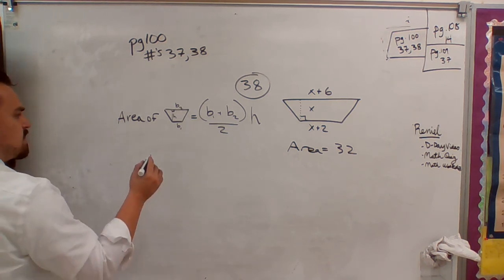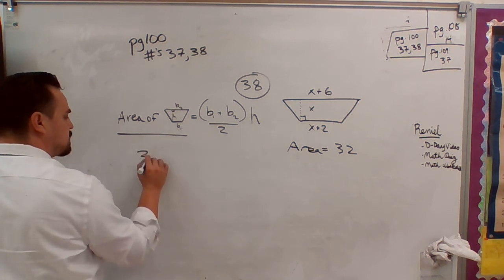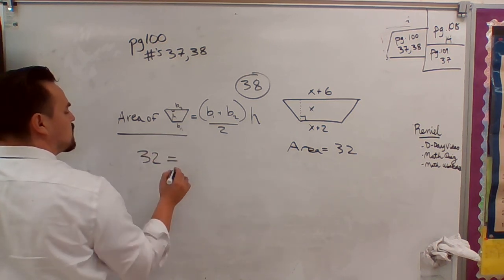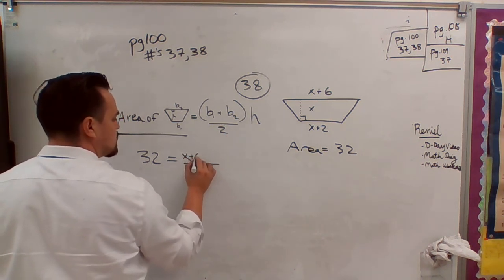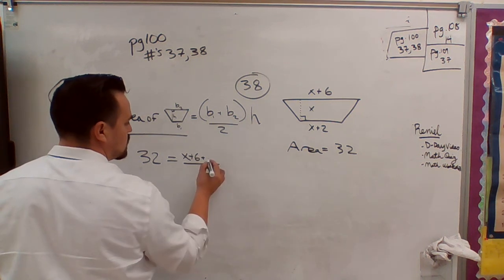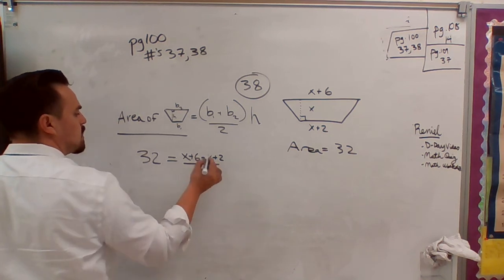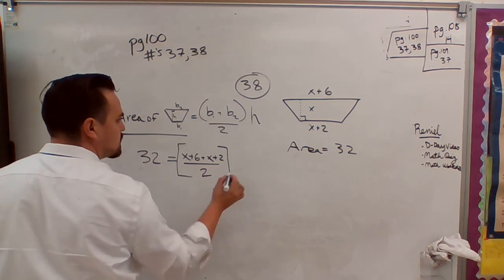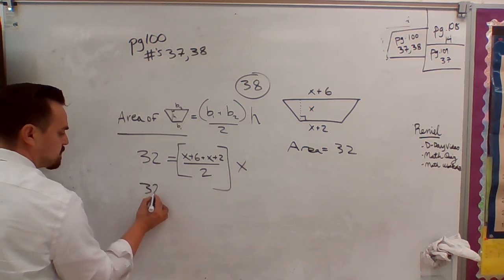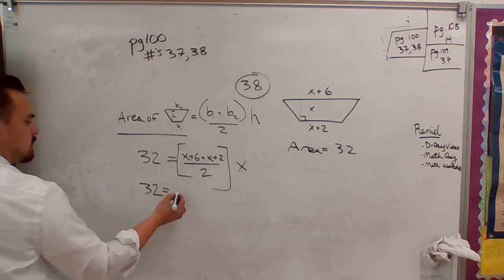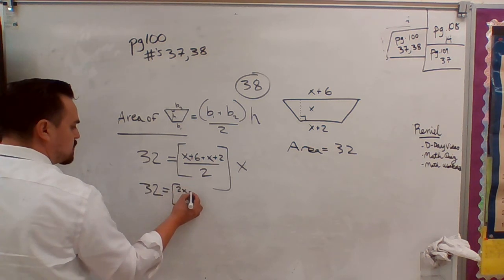So first off, I'm given the area of our trapezoid. The area is 32. And in my formula, I will be adding these two bases, x plus 6 plus x plus 2, dividing that by 2 and then multiplying that by the height, which is given to us as x. So just simplifying this, let's combine like terms. x plus x is going to be 2x. 6 plus 2 is going to be 8.